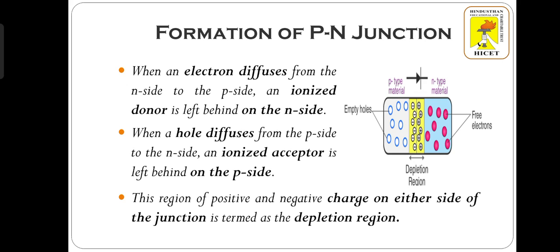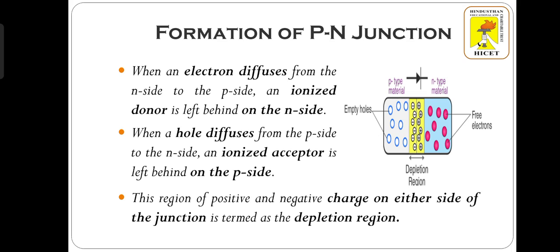Formation of PN junction. When the p-type semiconductor material and n-type semiconductor material are placed in such a manner that they touch each other, both electrons and holes will start diffusing from one type of material to the other type of material. When an electron diffuses from the n side to the p side, it will leave an ionized donor on the n side. The donor is nothing but the positive ions.